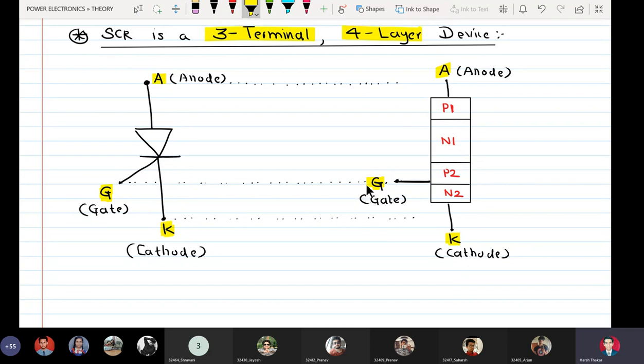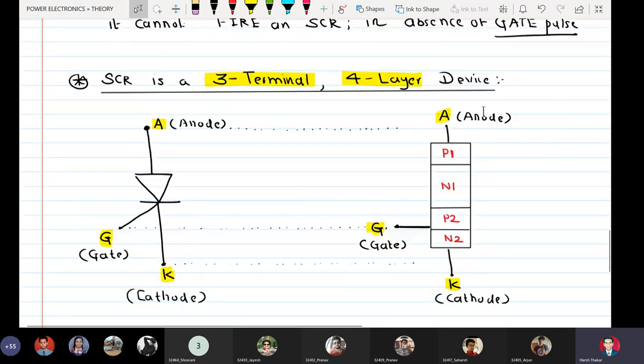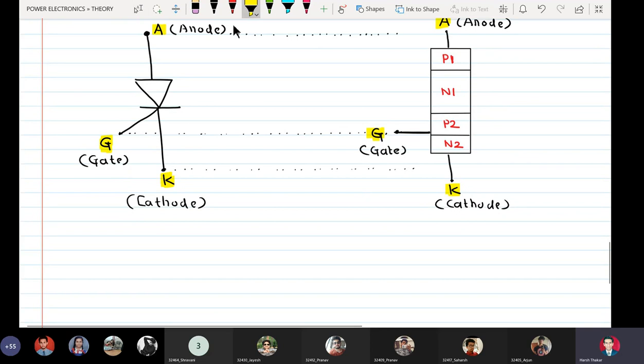Not only are there differences in the widths of the layers, but also differences in the doping concentrations within the layers. Whenever any semiconductor device is shown as a combination of different p-type and n-type layers, that particular diagram is called a planar structure. So this is called the symbol of an SCR, and this is called the planar structure. That is why whenever it is said to draw the planar structure of an SCR, this is what you are supposed to draw.